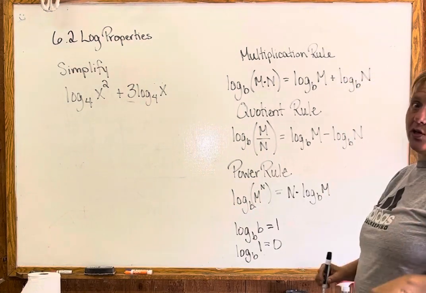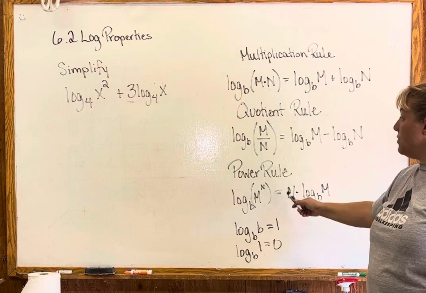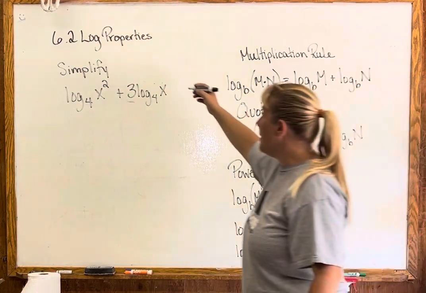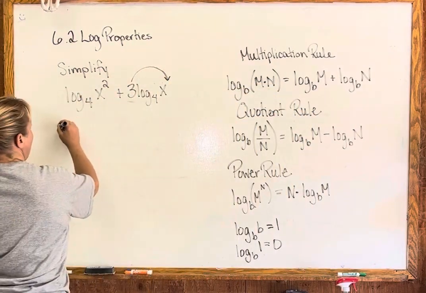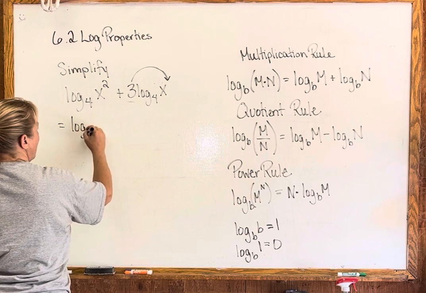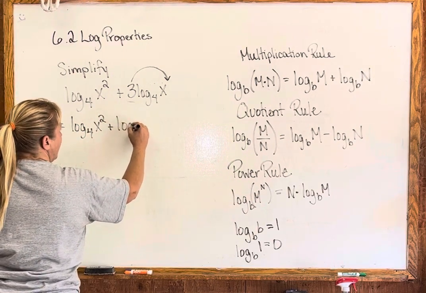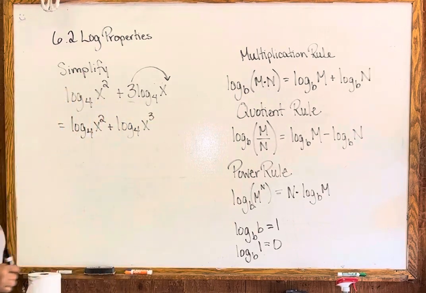So this one's actually going to use two rules. The first thing we're going to do is use the power rule to pull that guy back up top. So the power rule means we can bring this exponent back up here and rewrite this as log base 4 of x squared plus log base 4 of x cubed. That makes our life easier.